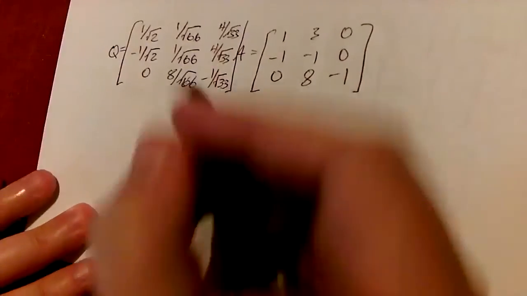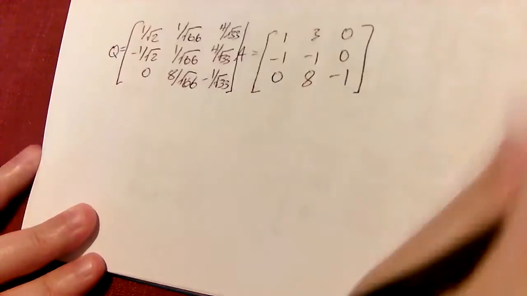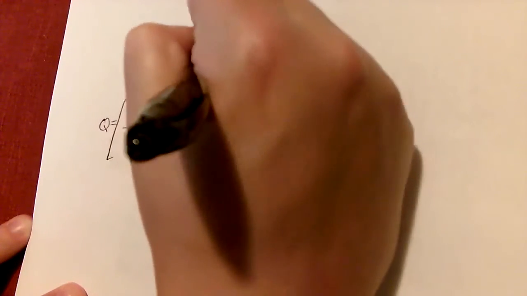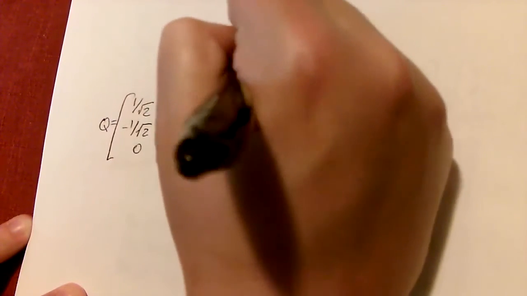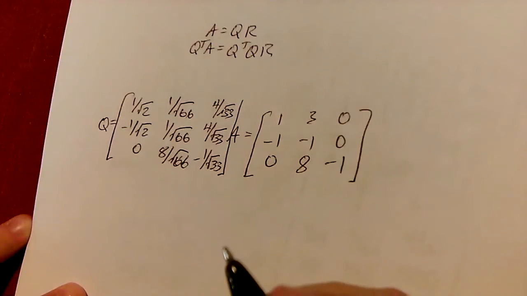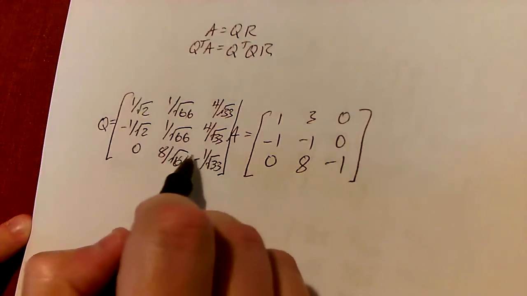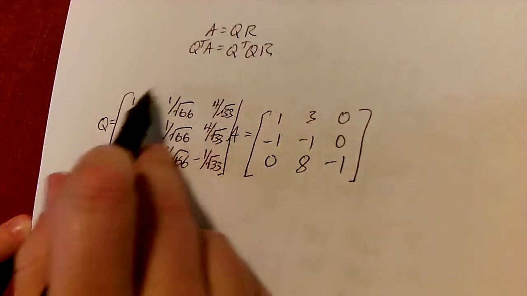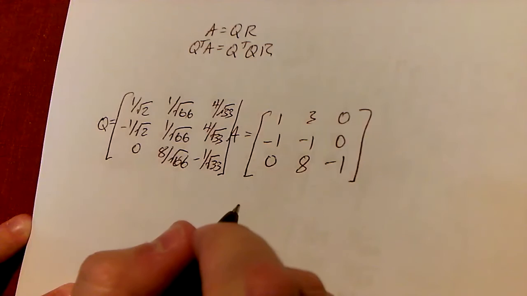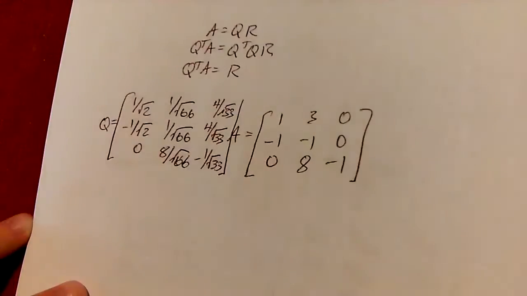So now if I'm going to find R, remember, A is equal to QR. Which means I can take Q transpose of both sides. So I get Q transpose A equals Q transpose QR. Q transpose Q is the identity because this is orthonormal, right? We did Gram-Schmidt to get orthogonal, then we divided by the norm to make it orthonormal. So that's the identity. So Q transpose A is what I need to do to get R.